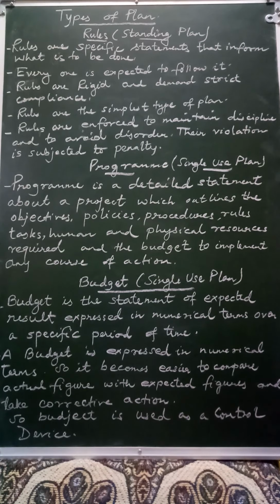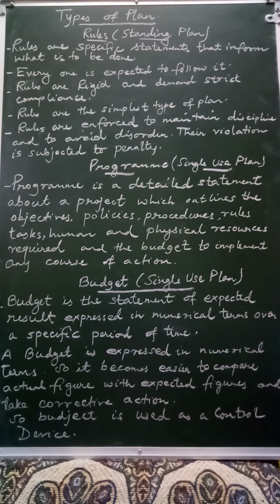The last type of plan we would be discussing is the budget. The budget is a single use plan because every time we have an activity, we will have a fresh budget for that. A budget is a statement of expected results, which is expressed in numerical terms over a specific period of time.